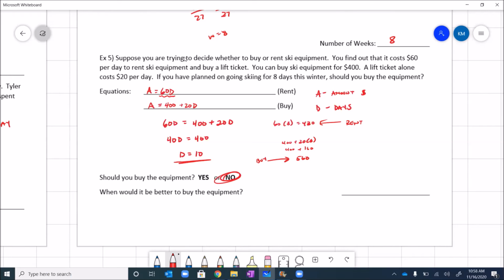Probably not. When would it be better to buy the equipment? I would say 10 days or more. If you skied, I don't know if that's how you spell skied, for 10 days or more. Right? Because if you spend 10 days, then you spend the same amount of money, and then you'd have also the equipment. And anything more than that, you'd save money.